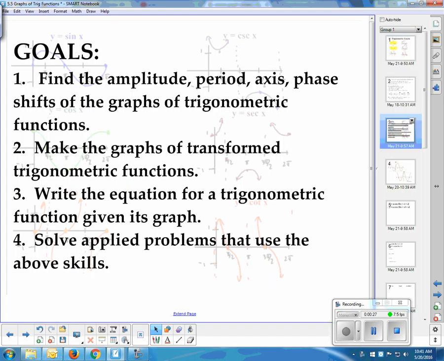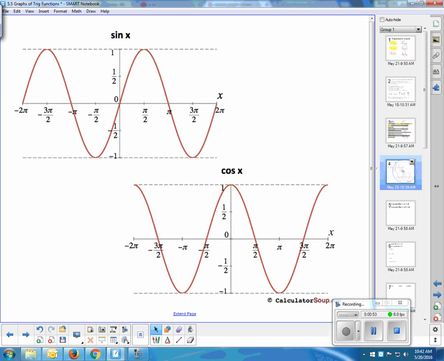So our goal within this next couple of minutes is to take a look at just what these words mean: amplitude, period, axis, and phase shift for the graphs of trig functions. And then in subsequent videos, we'll look at how to actually apply the transformations to create transformed graphs of sine and cosine. So hopefully, within this video, we are making the assumption that we have seen and developed the graphs of sine and cosine before.